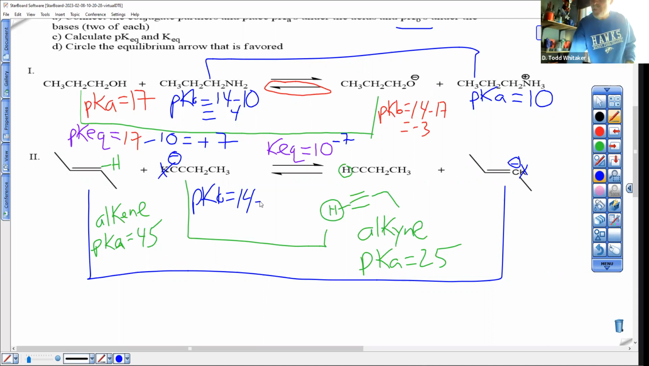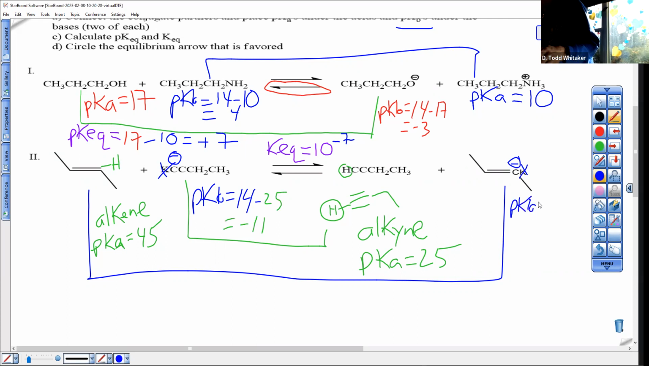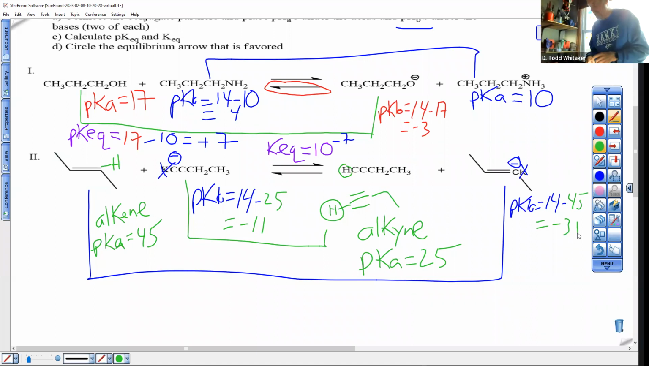Yeah, because they have to be for the conjugate pair. Don't give me some random unrelated molecule for this. They must be connected so that you can use this number for the acid to calculate pKb for its conjugate base. 14 minus 25. We have a wicked strong base here. This one's even a more wicked strong base, I'm pretty sure. pKb, 14 minus 45. Oh yeah. That's one of our strongest possible bases in this course.